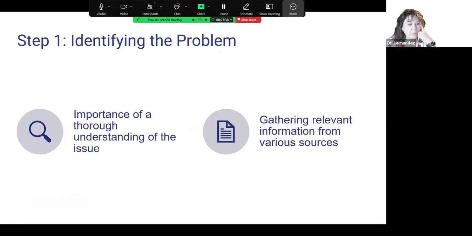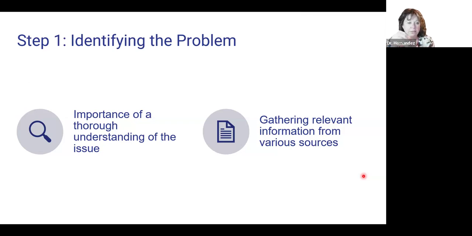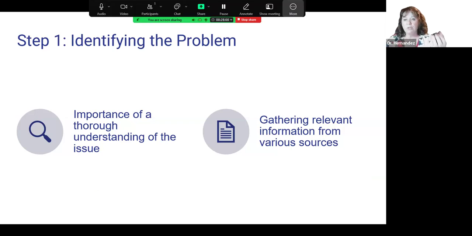So when we identify the problem, it requires a thorough understanding of the issue at hand and gathering the relevant information. So again, you want to look at multiple sources, such as the different reports, the family members, and different collateral people and things that are out there, and make sure that you're doing that. So basically, you have to do an assessment.